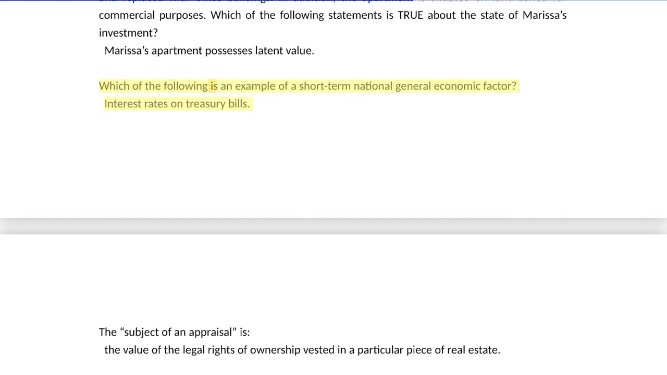Which of the following is an example of a short-term national general economic factor? Interest rates on Treasury bills.